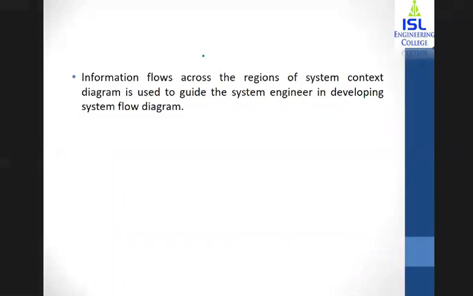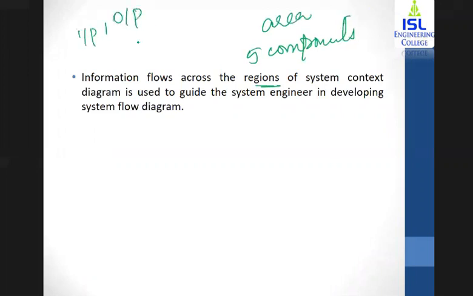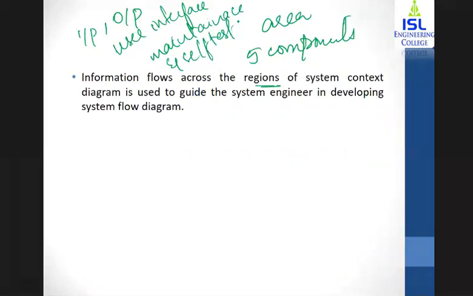The information flows across the different regions, but now these regions are the 5 different components, or we can say the 5 different areas. That is like the input, output, the processing, the user interface, and the maintenance and self-test. These are the different regions. So information flows across the regions of the system context diagram. This is used to guide the system engineer of how he's going to design the system flow diagram.